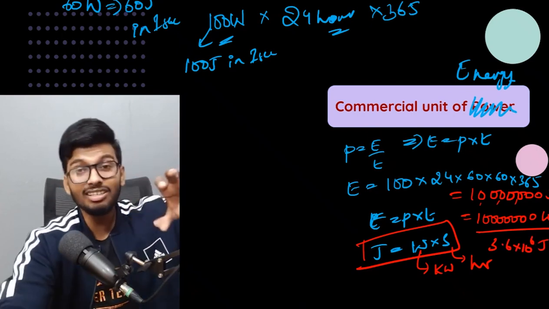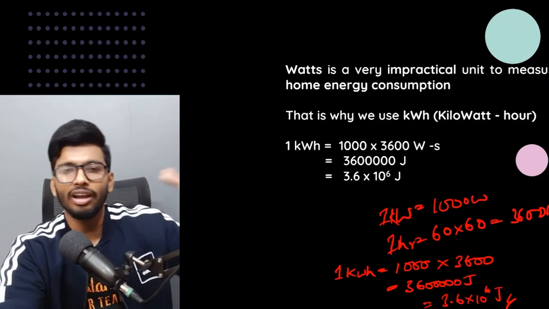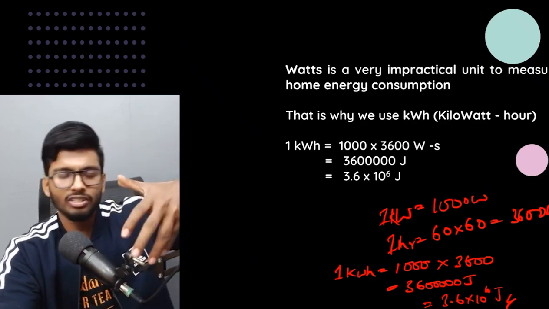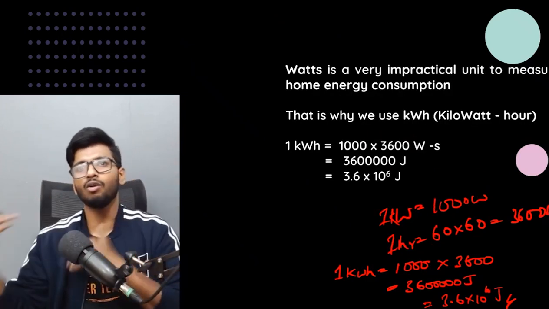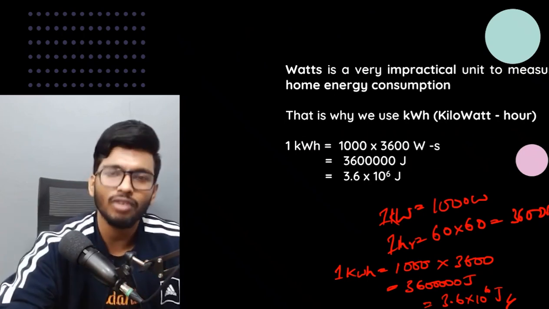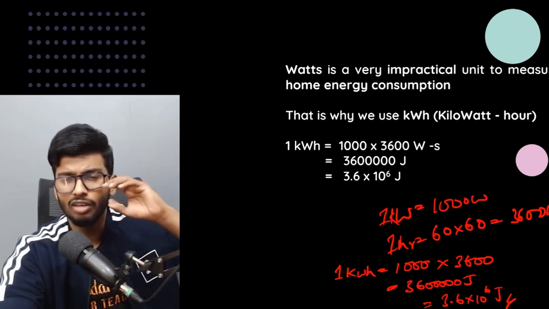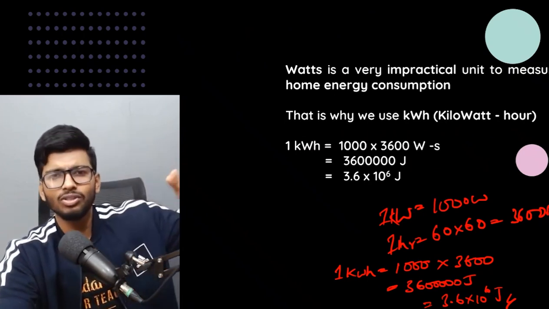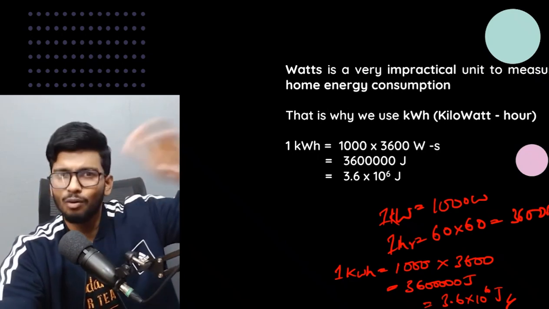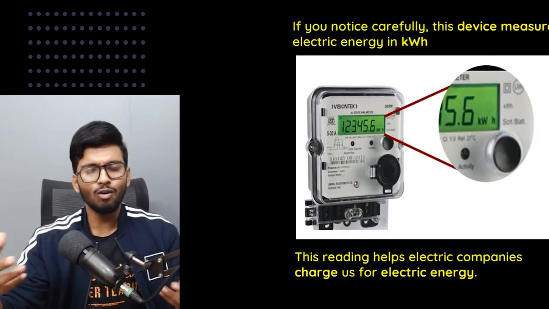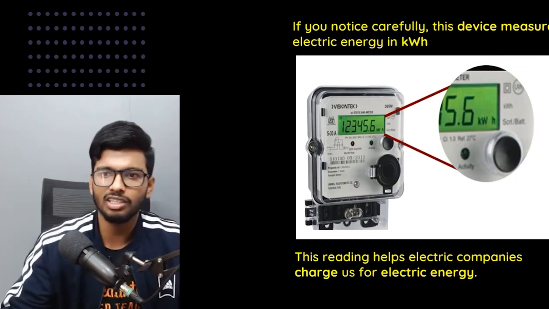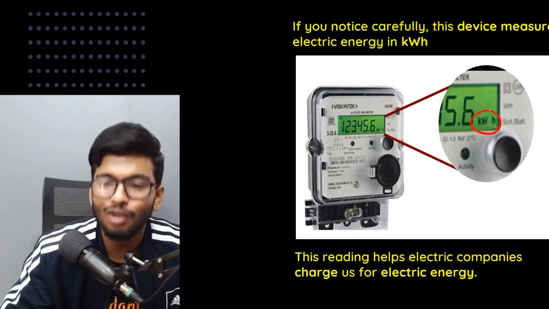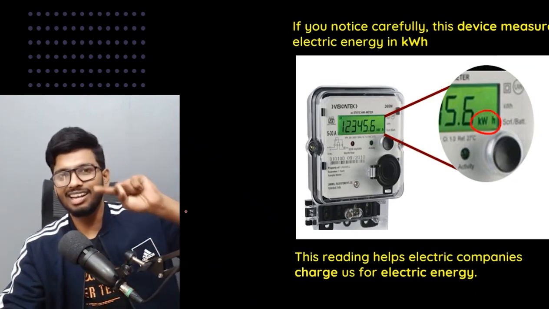Getting it? So this is the commercial unit of energy. At homes and in offices, we convert it to kilowatt hour, so that it's much easier for calculation, because joules is going to give you a huge number. So instead, we convert it to kilowatt hour and represent it. At home also, if you've ever seen those electric meters, they measure it as kilowatt hour. They don't measure it in terms of joules. They calculate it in kilowatt hour.